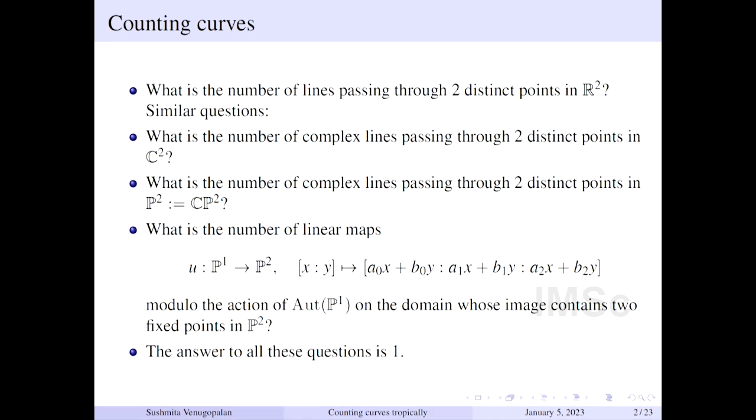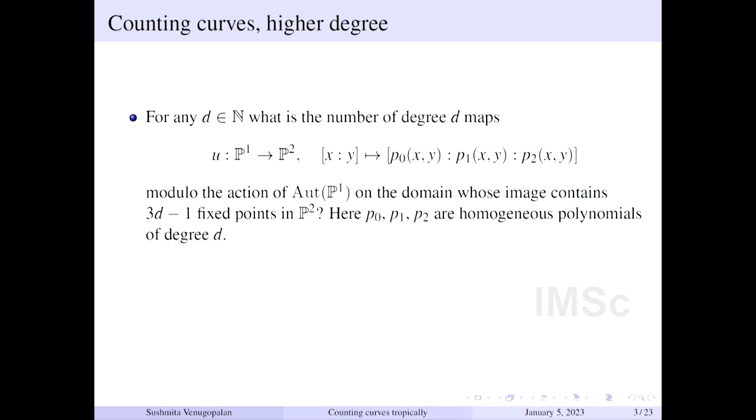And we can ask the same question for higher degree. If I look at degree D maps, what I'm really asking for is those linear maps get replaced by degree D homogeneous polynomials. So those P0, P1, and P2 are homogeneous polynomials of degree D. And again, I mod out by reparametrizations of the domain and require that the image contains, instead of 2 fixed points, more points. Now when I'm talking about degree D polynomials, it has a whole lot of coefficients, so the degree of freedom is much higher.